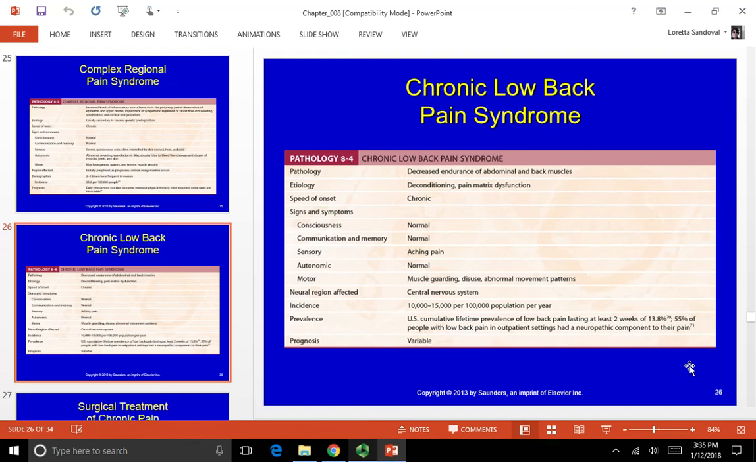So compared to people that have no back pain or other types of low back pain, chronic low back pain syndrome people have more emotional stress and less endurance of abdominal and back muscles. So the transition from acute low back pain after an injury to chronic low back pain is supposedly a change in the etiology of pain from tissue damage to physiological impairment. So there's muscle guarding, abnormal movement, and disuse syndrome.